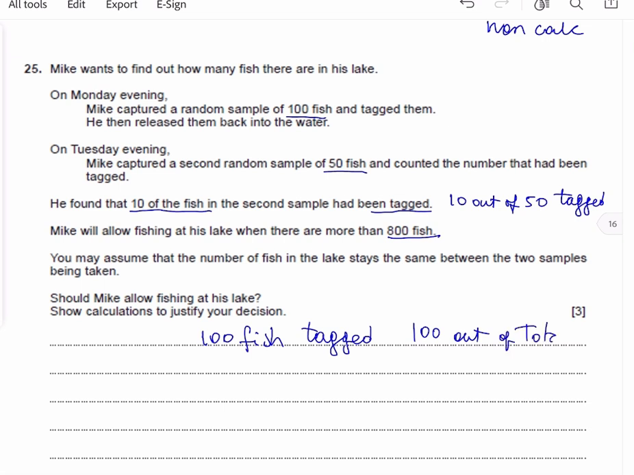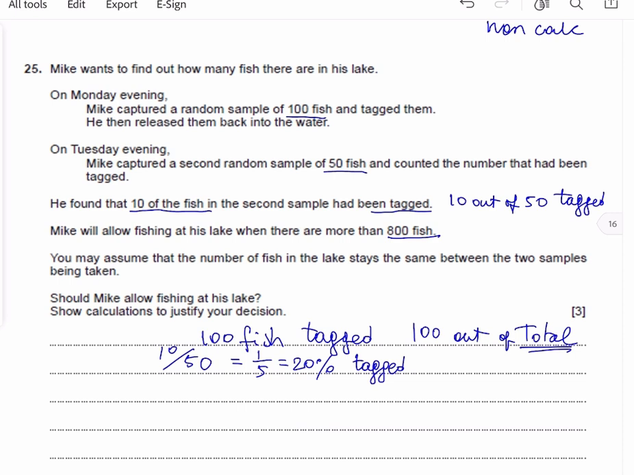100 fish were tagged out of total. So that means he captured 100 fish, tagged them, put them back in the water. Then next day he captured 50 fish and 10 of them were tagged. So let's simplify this. 1/5 of the fish were tagged. Actually, I'm going to write it as a percentage. That's the same as 20%. We just converted 1/5 into 20.